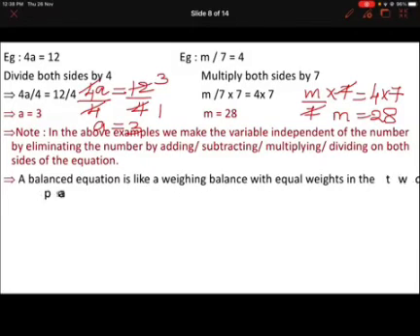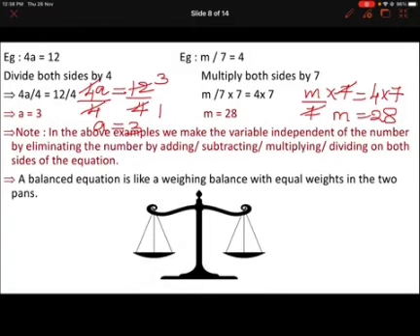A balanced equation is like a weighing balance with equal weights in the two pans. You can see, is it not? Now see, this is balanced. Suppose I add 5 kilograms here. What happens? This balance becomes unbalanced. Is it not? So what do I do? To balance it, I add 5 kg on the right hand side also. That is exactly what we have done in these operations.